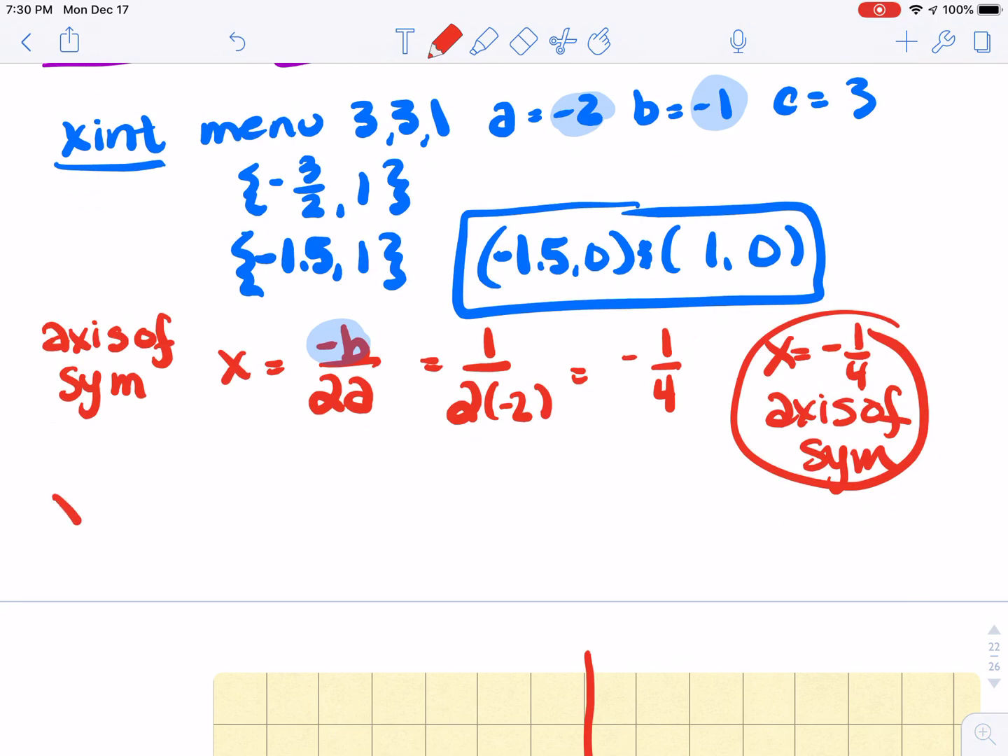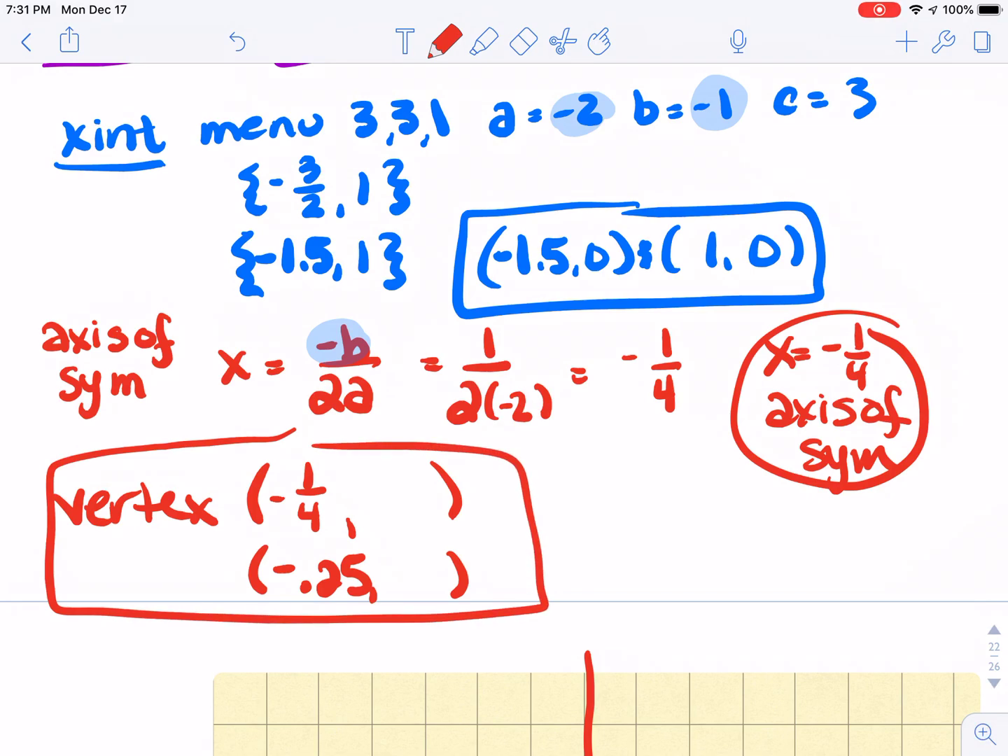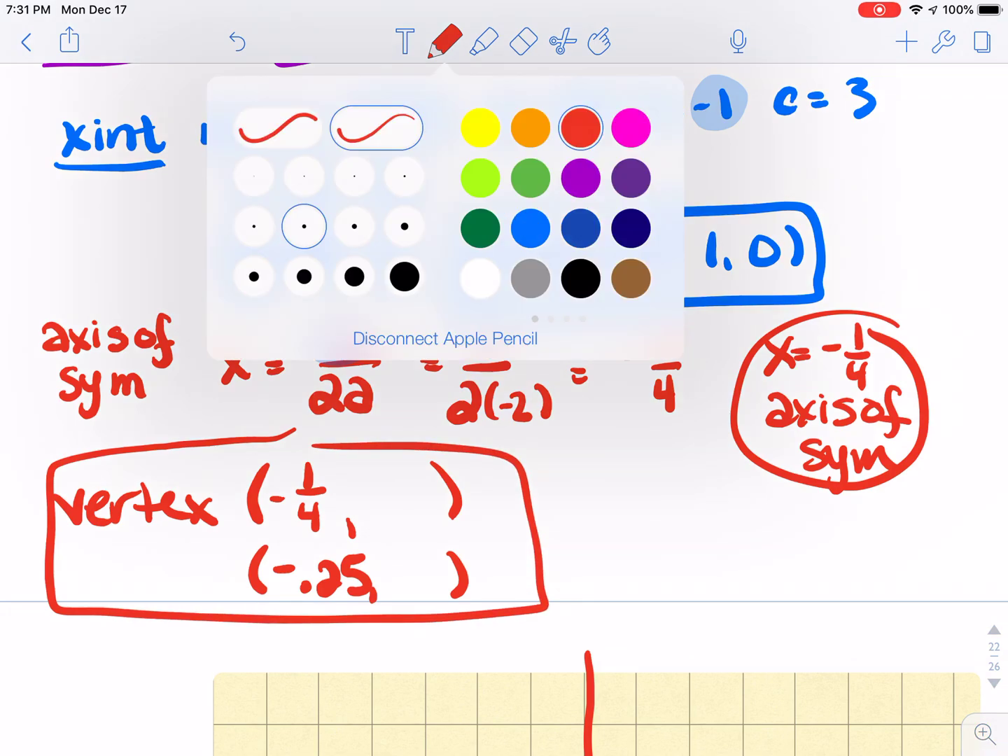Okay, now that means that in my vertex, that negative 1/4 is going to go there. So first of all, negative 1/4 as a decimal is going to be negative 0.25. Now the decimal you don't have to have. It'll probably be written as a fraction on your paper, but it's much easier to graph when you have that.